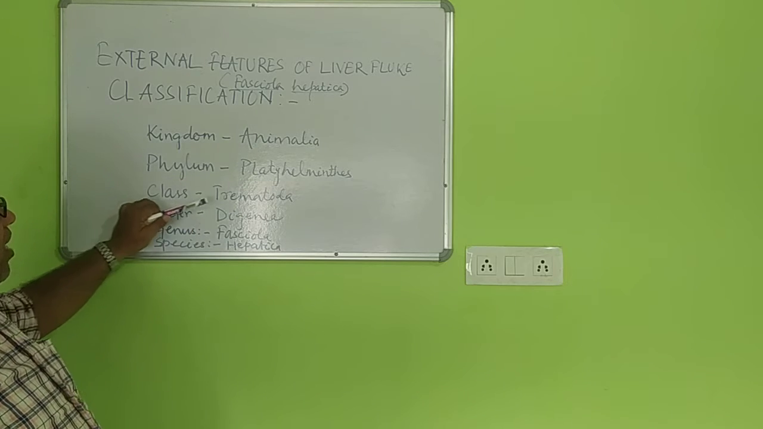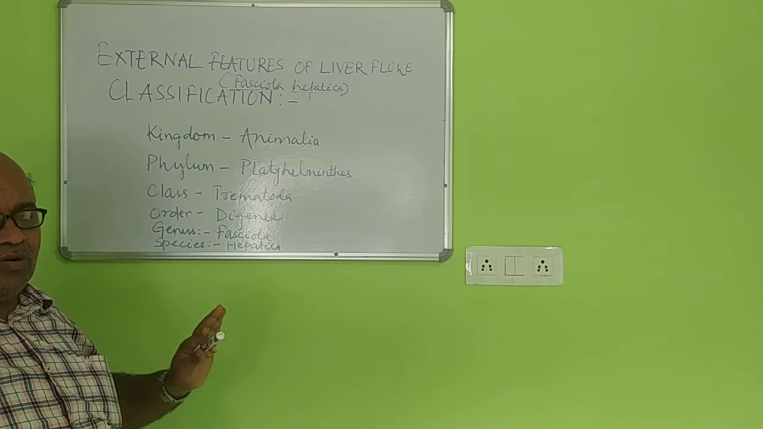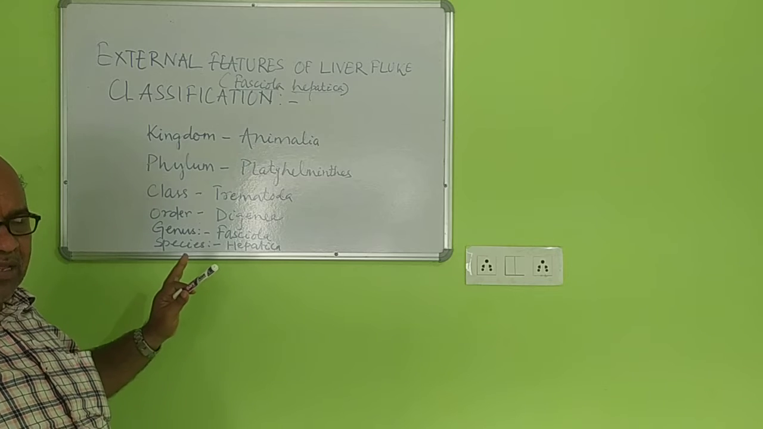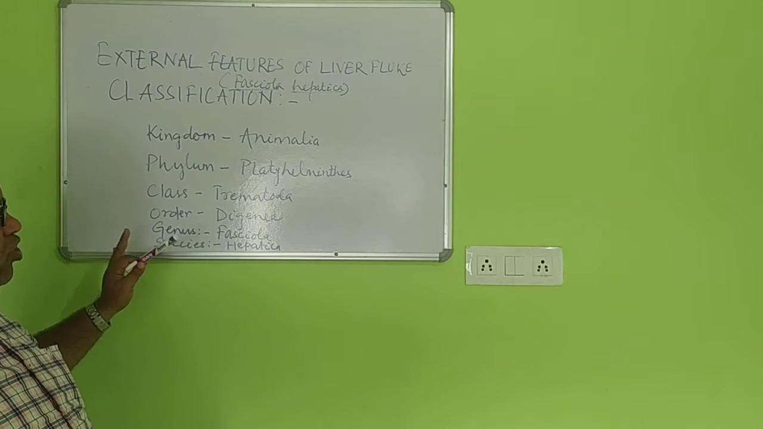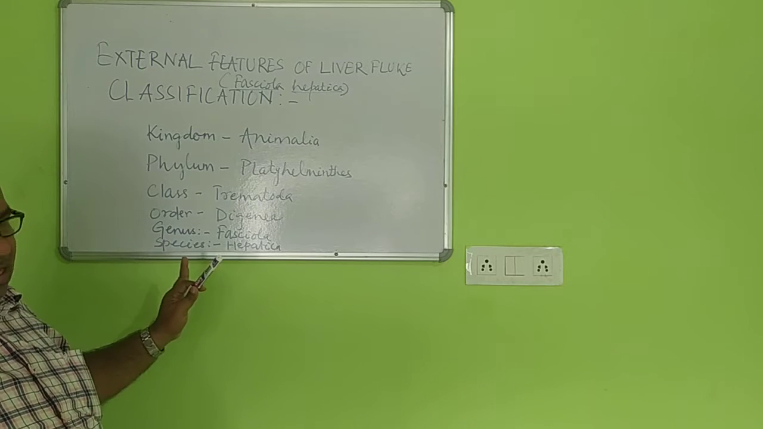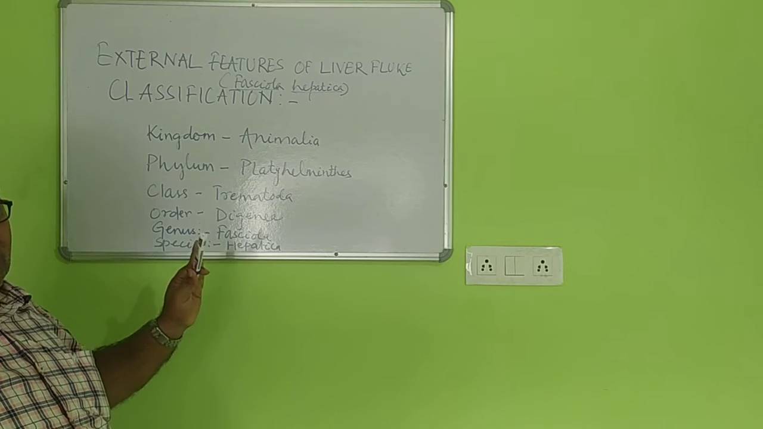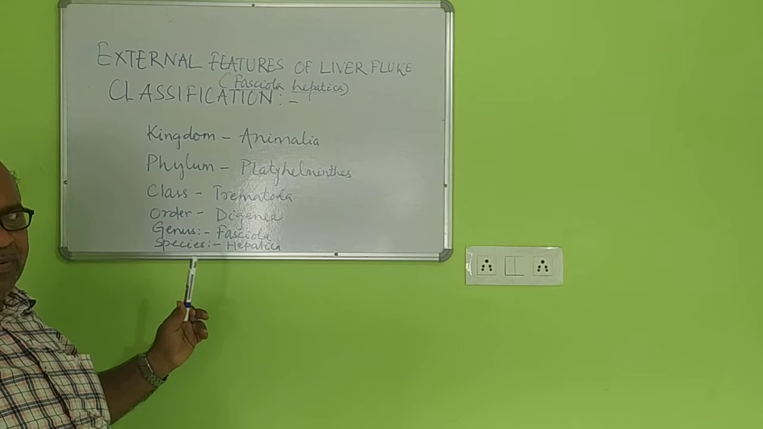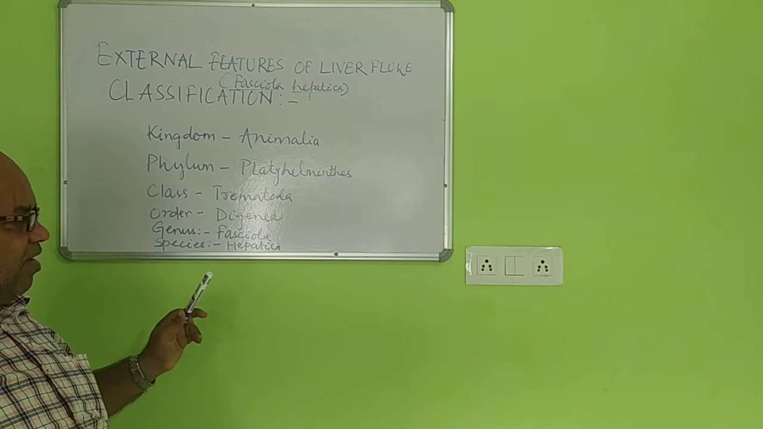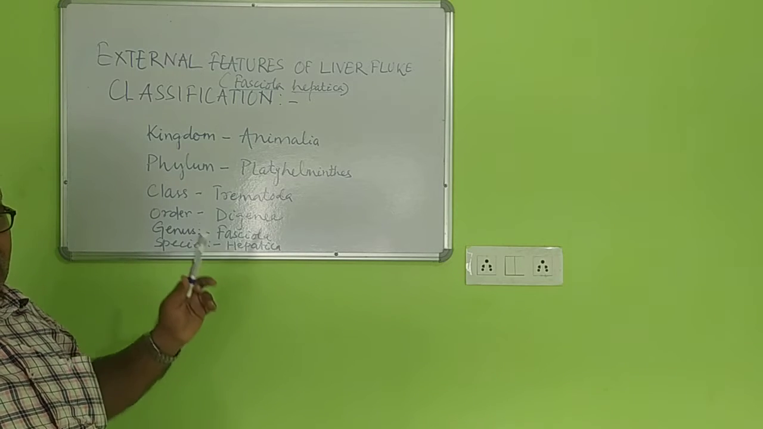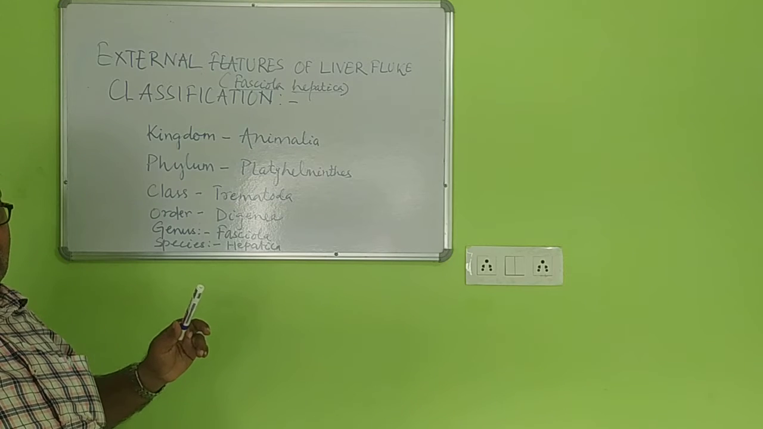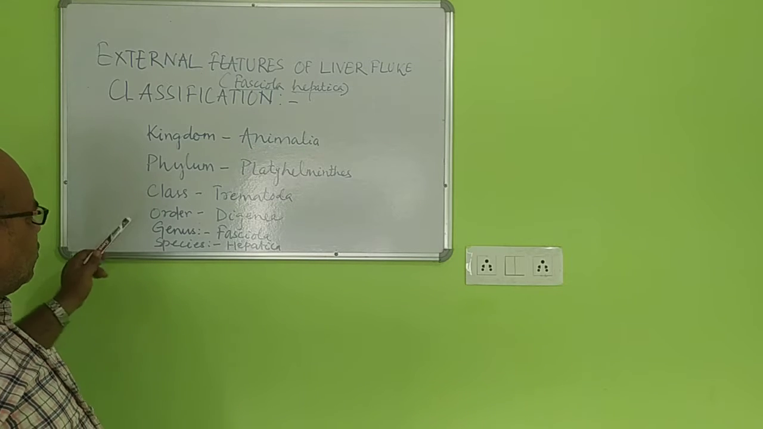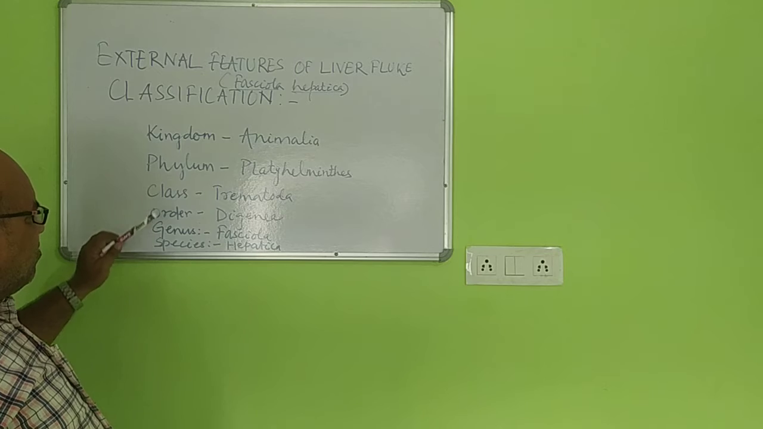Then the class is Trematoda. The body is dorsoventrally compressed and leaf-like. It also depends upon two hosts, one is an invertebrate, the other is a vertebrate. It passes continually through these two hosts to complete its life cycle. So it is called class Trematoda.